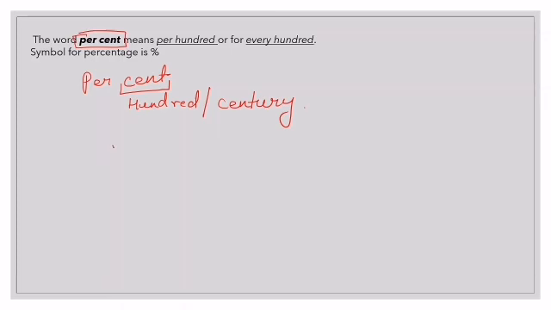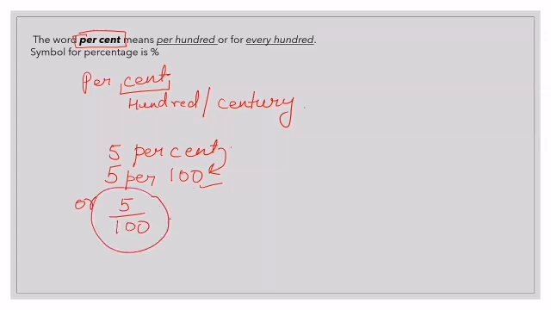Suppose here is a statement 5%. Now what does this mean, 5%? 5% means 5 per 100. As cent means 100, so we can write 100 in the place of cent. Now we can also write this in the fractional form. 5 per 100, so this form is equal to 5 percentage. Symbolically, percentage is represented by the percentage sign.